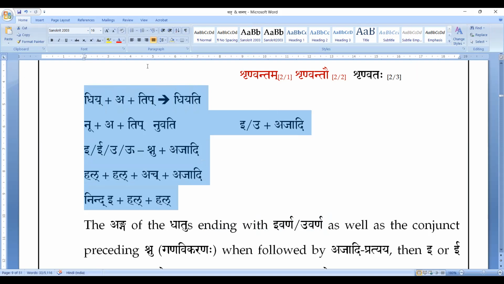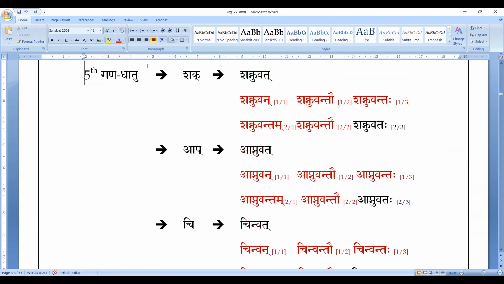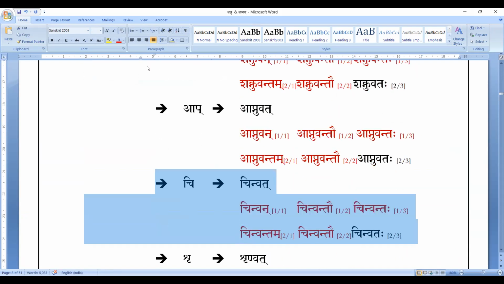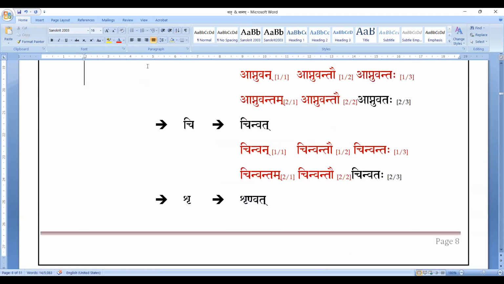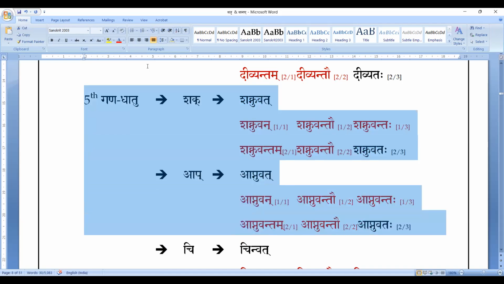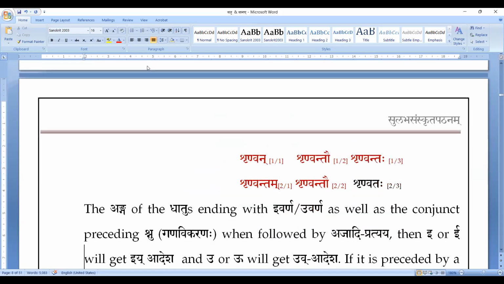You follow, right? Yes. For the fifth gana, you can note that for Haladi Dhatu, there will be a conjunct. For Ajadi Dhatu, there will not be a conjunct. Because there is no conjunct, therefore Yana Desha. Because there is a conjunct, there is Uvadesha. Okay. This is only for the fifth gana.